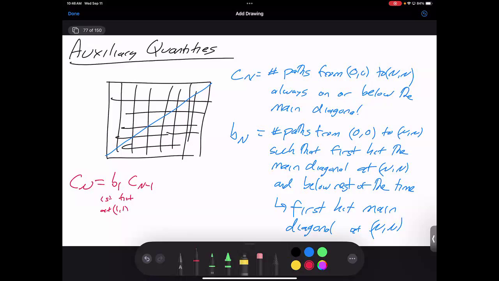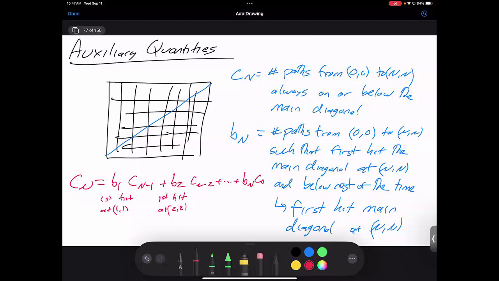Once I've hit 1,1, I now just have to have a valid path, and that's one short. Or I could first hit at 2,2. What's the number of ways that I first hit at 2,2? B2. And now I have to complete. How many ways can I complete from there? C_{n-2}. And I keep going all the way to I first hit at n,n, and then that would just be Bn times C0.